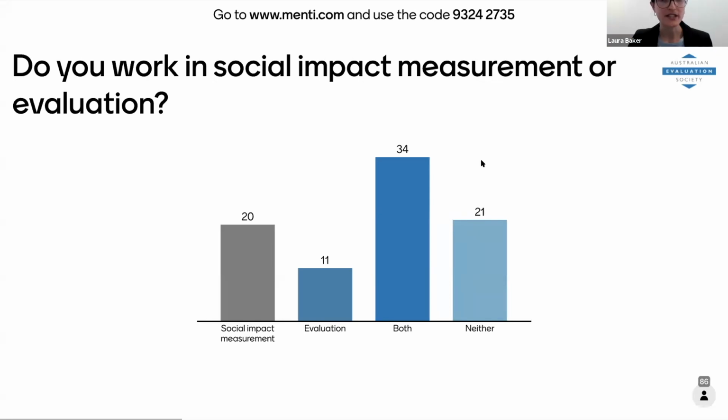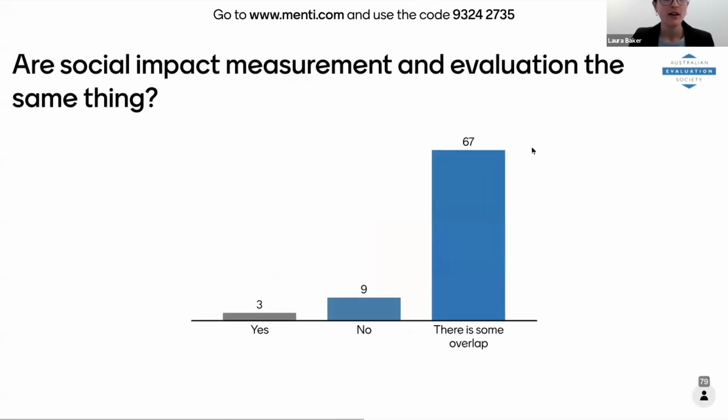Right, so maybe if we move on to the next question. Are social impact measurement and evaluation the same thing? So a lot of overlap. This is really interesting to see. And I think, Simon, if I speak for both of us, we'd argue the same thing. Well, I think that's encouraging. I think that's why we've got this joint webinar today. It's like there is overlap.